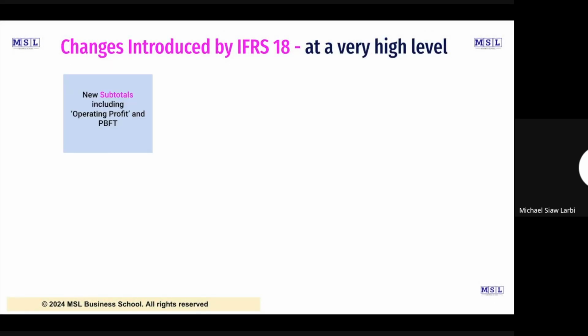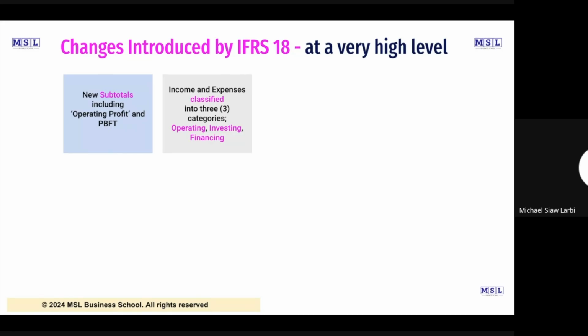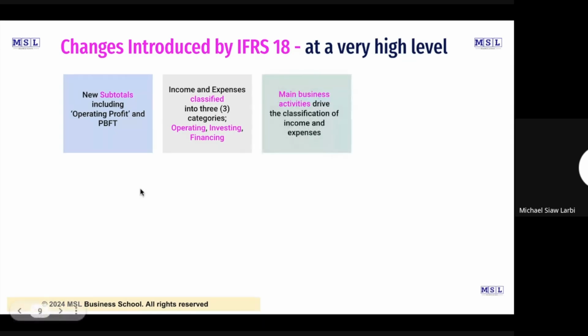Okay. So still at a very high level, we have new subtotals. I'll talk about them: operating profit and what I call PBFT. We'll see that. Income and expenses are now classified in 3 categories. So on the face of the P&L, we have 3 main categories for both income and expenses: operating, investing, financing. Do not confuse this with the cash flow statement 3 categories. They are not the same, right? But just know that the P&L also now has 3 categories: operating, investing, and financing.